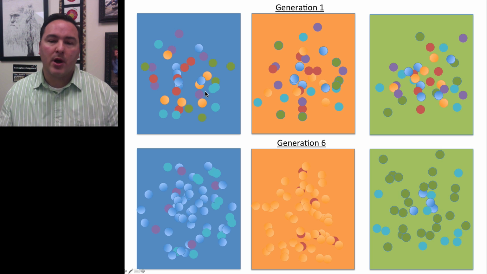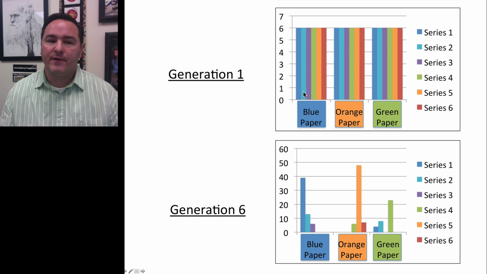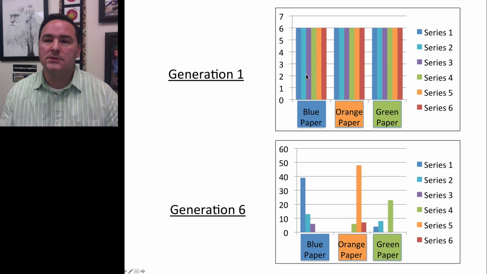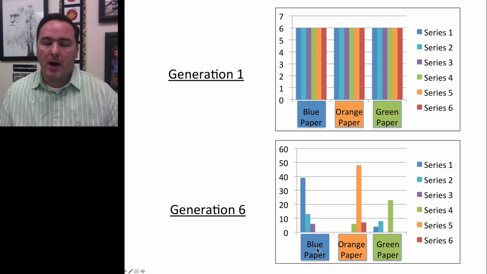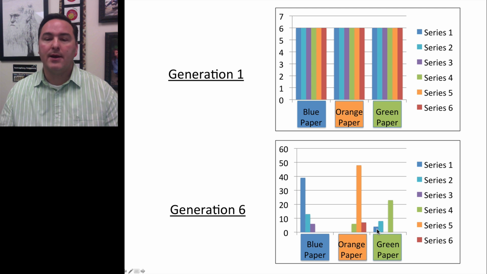And again, you may recall that in the first generation, all of the papers had 6 dots of each color, and now we can go out and count what are the final dots. So here's a graph showing this. In the first generation, they all had equal amounts, but now in the last generation, the blue paper population has primarily the blue and the kind of blue-green and the purple dots, and the orange paper has primarily orange, a little bit of red, and a little bit of the green was still there. And then the green paper has primarily green, a little bit of the blue-green and the blue.